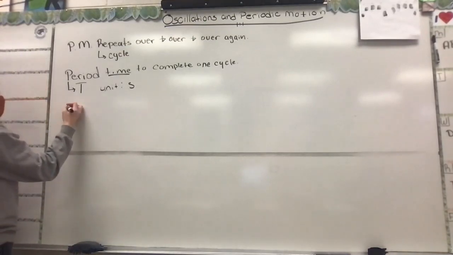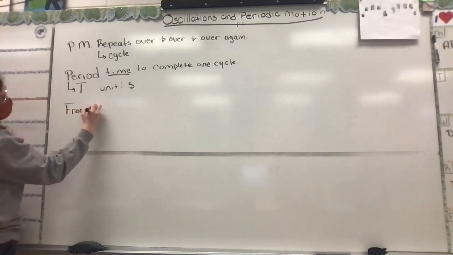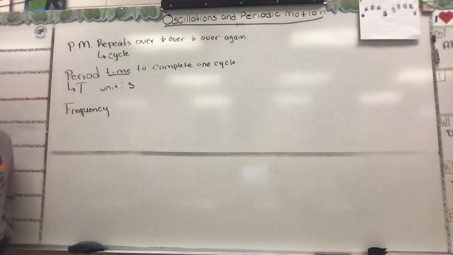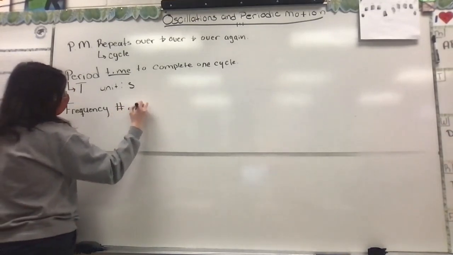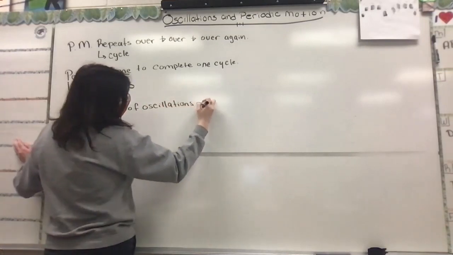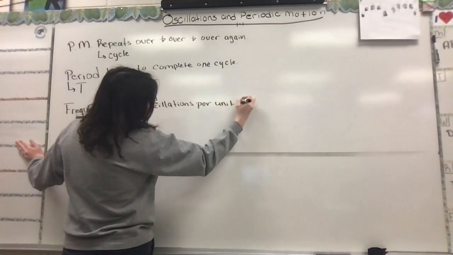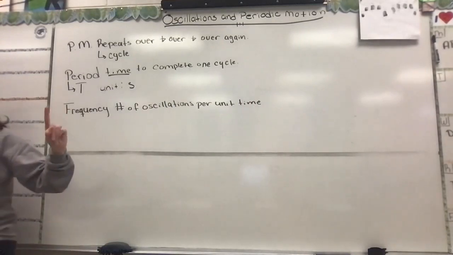The other thing that we're going to have when talking about periodic motion is frequency. What do you think frequency is? Like waves of energy. Yeah, so it has to do with how often these things pass, right? So frequency is the number of oscillations per unit time. So basically, how many times does this thing occur during 1 second?